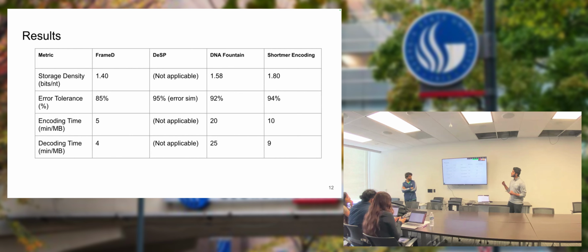And then we used error tolerance to measure how much error a tool can tolerate. We found DESP has the most tolerance, and then we found the encoding time and decoding time for each tool. We found that the DNA fountain takes the largest time to encode and decode per MB.